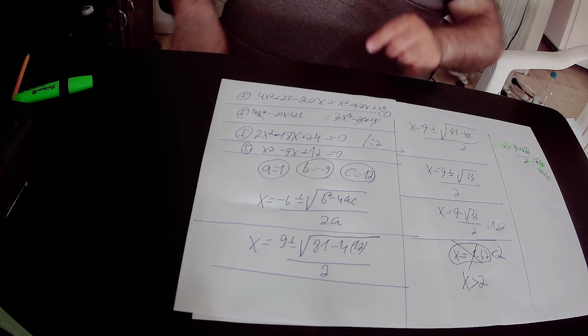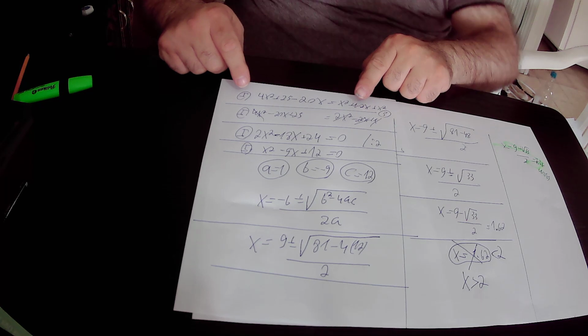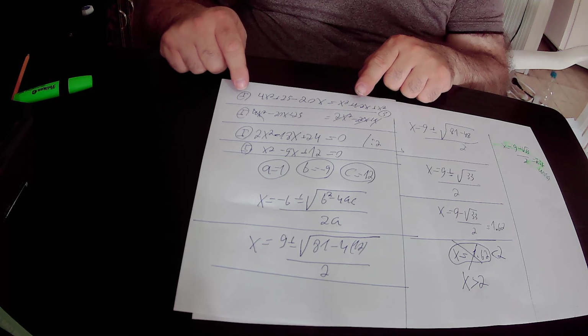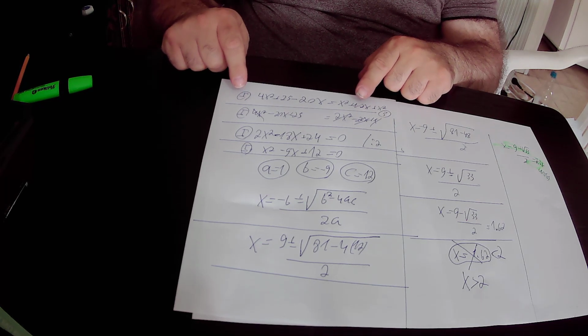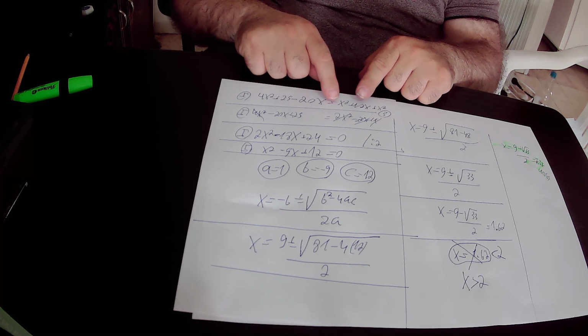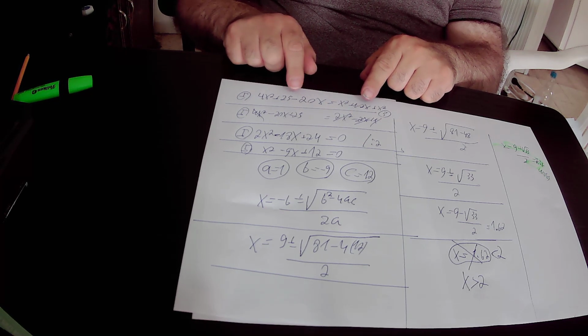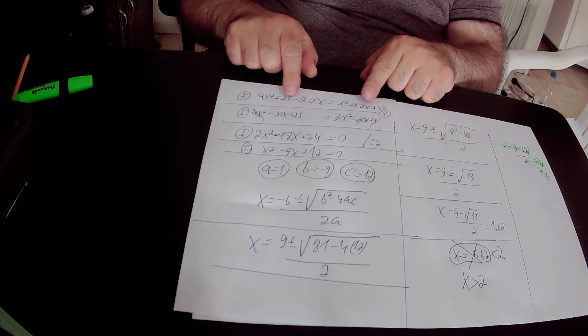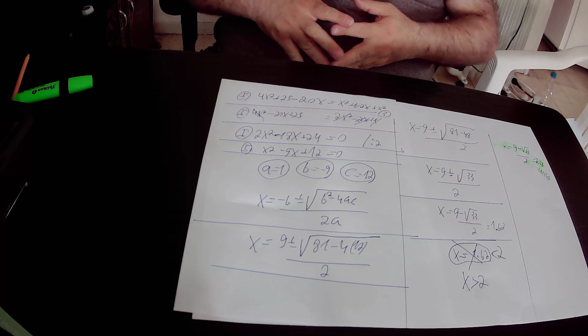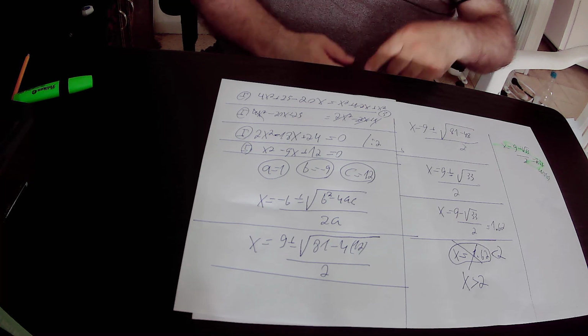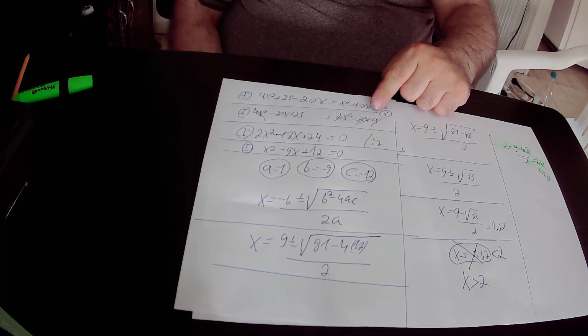Here we subtracted 2x squared from equation number 1. 4x squared minus 2x squared is 2x squared. Here 2x squared minus 2x squared is 0. We added 2x to equation number 1. So minus 20x plus 2x is minus 18x, and 2x minus 2x is 0.